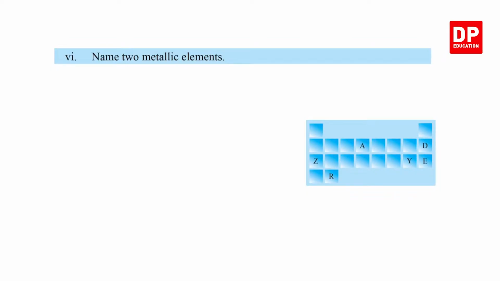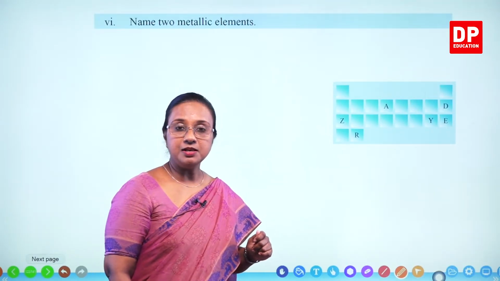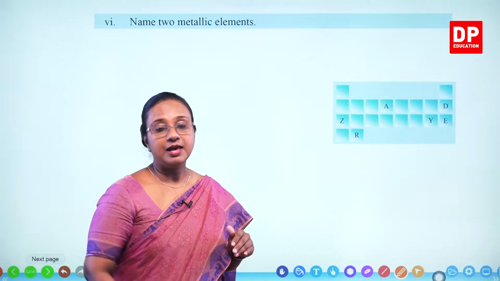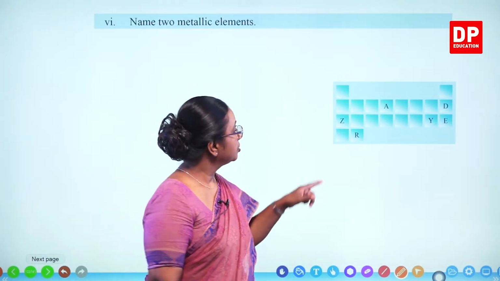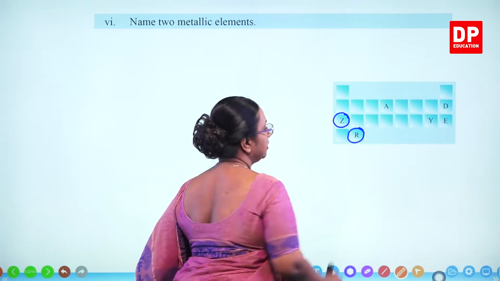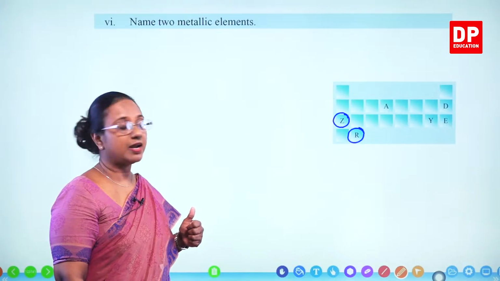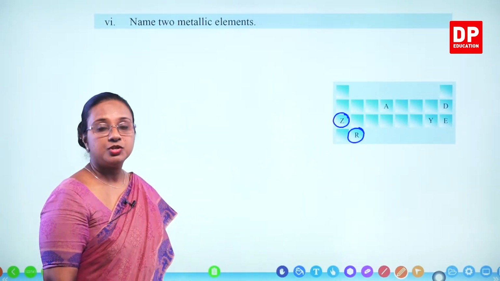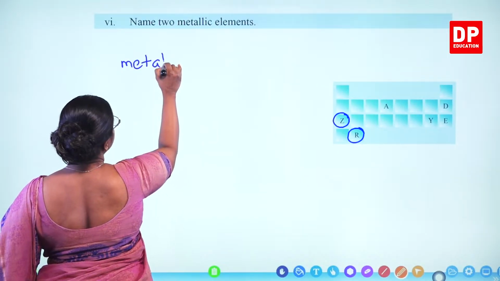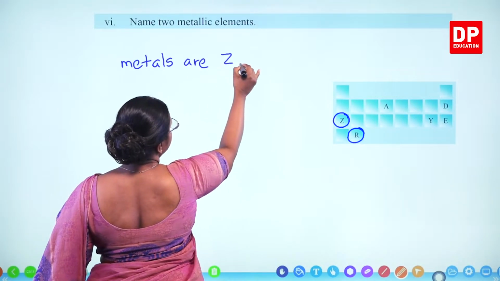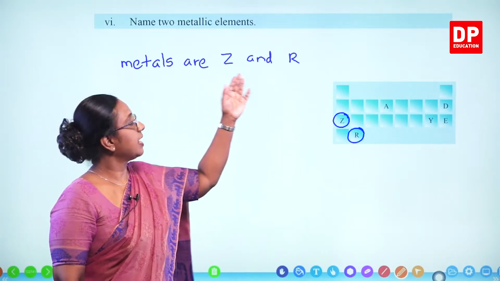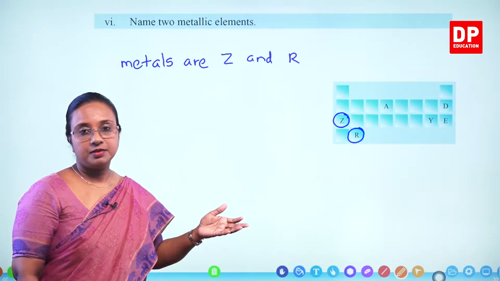Name two metallic elements. From the periodic table, you all know the first two groups are metals. Group 3, aluminium, is a metal, and thereafter we have the non-metals. So, in this periodic table, they have given Z in group 1 and R in group 2. And also, we identified them as sodium and calcium. So, they are the metals. We have to write the given symbols. Metals are Z and R. You can also just write it as Z, R or Z and R. That's more than enough.